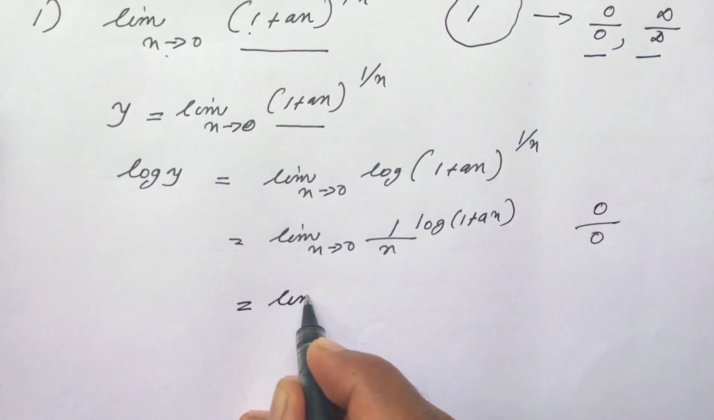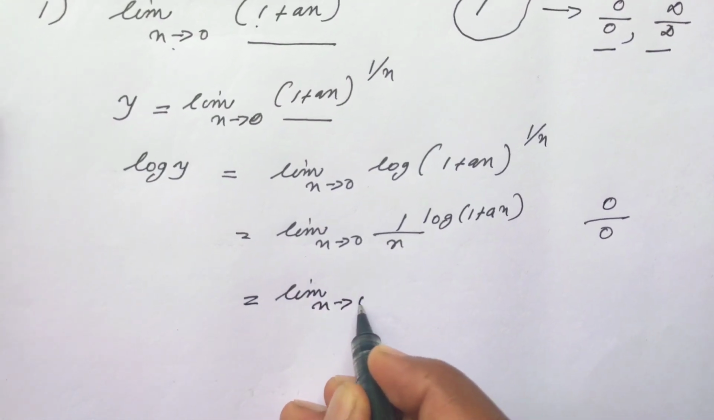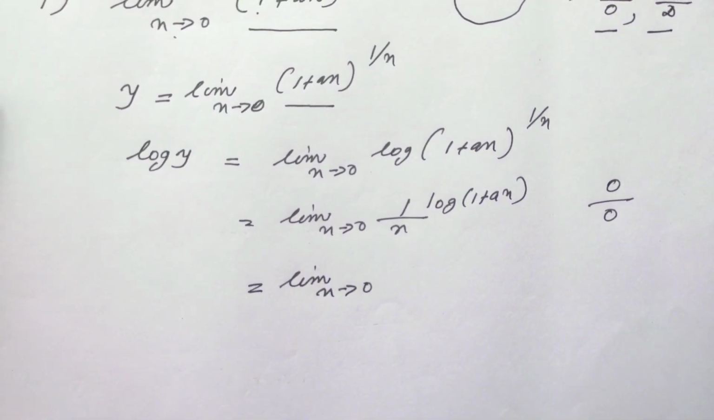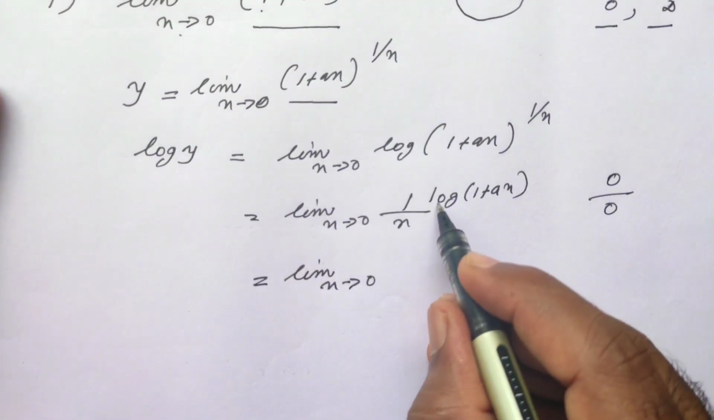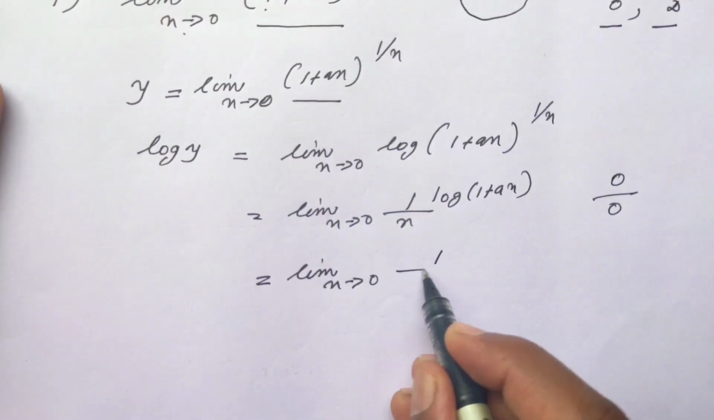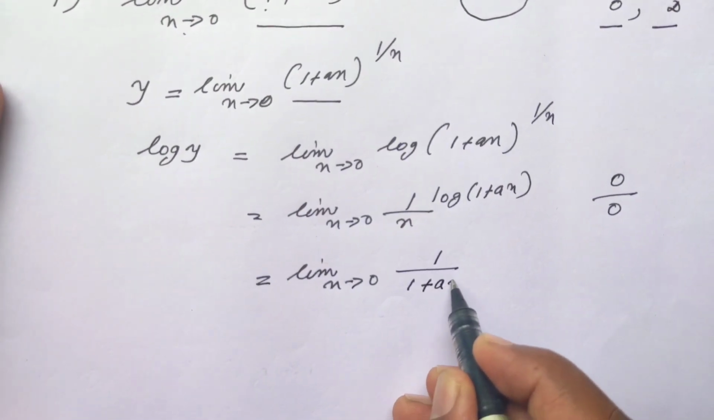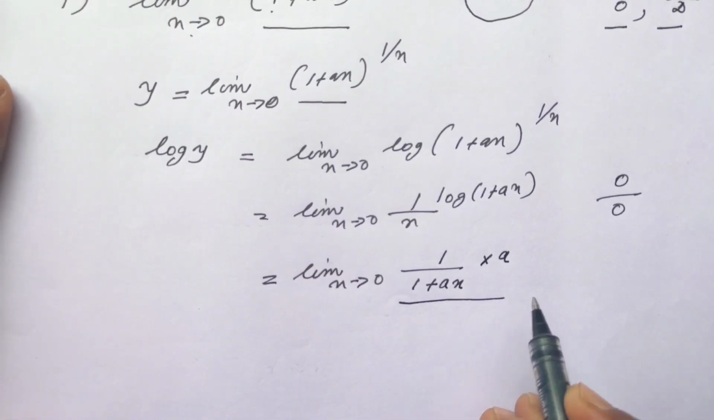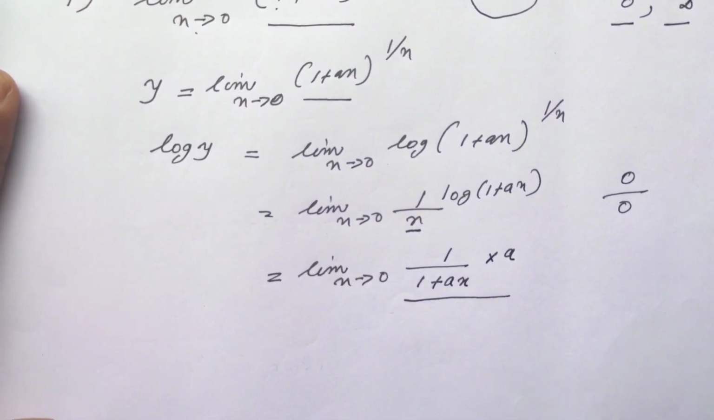So the final answer will come as the derivative of the numerator divided by the derivative of the denominator. That is, the derivative of log (1 plus ax) is 1 divided by (1 plus ax) into a, divided by the derivative of the denominator x, which is 1.